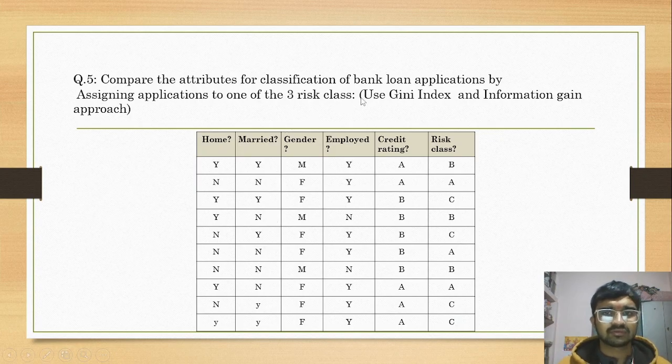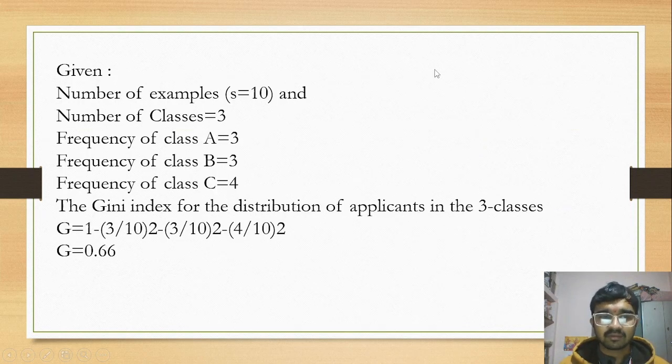We have to compare the attributes for classification of bank loan applications by assigning applications to one of the classes. We have to do a similar task again, but this time we have to use the Gini index and information gain approach. For this we are given the same table. In this method, first we will calculate the Gini index of the distribution of applicants in the three classes, that we got as 0.66. The formula for calculating the Gini index is 1 minus the sum of pi squared, where pi is the proportion of each class.